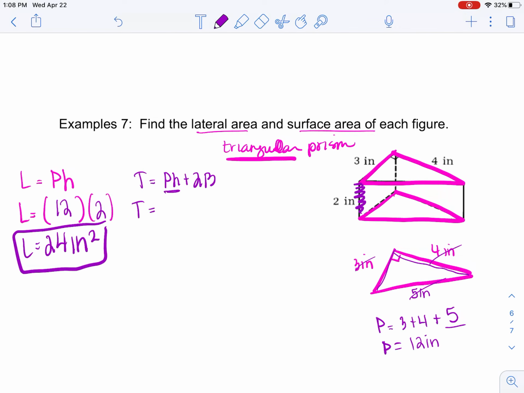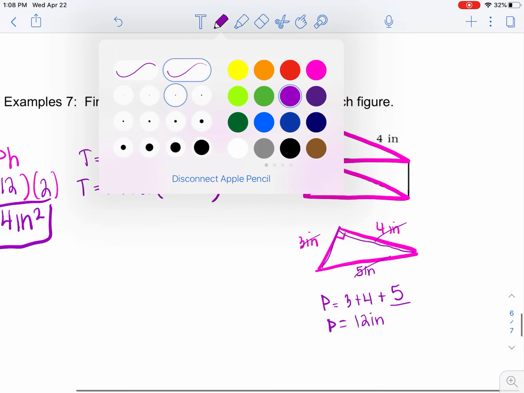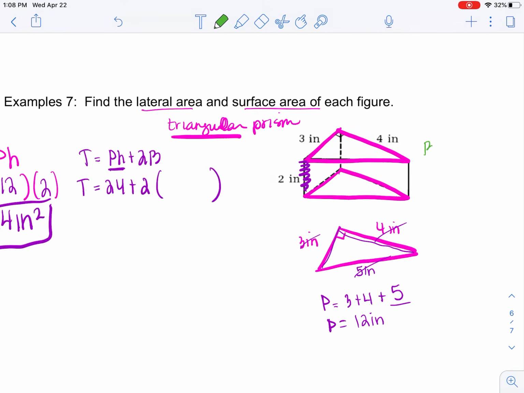Total surface area is lateral area, which is 24, plus 2 times, and then I need the area of the base, which I haven't done yet. So I'm going to come over here, switch colors. I'm going to find the area of this. It's a triangle. 1/2 base times height. So here's the mistake people make. They say the base is 5. Remember, bases and heights are perpendicular. Bases and heights are perpendicular.